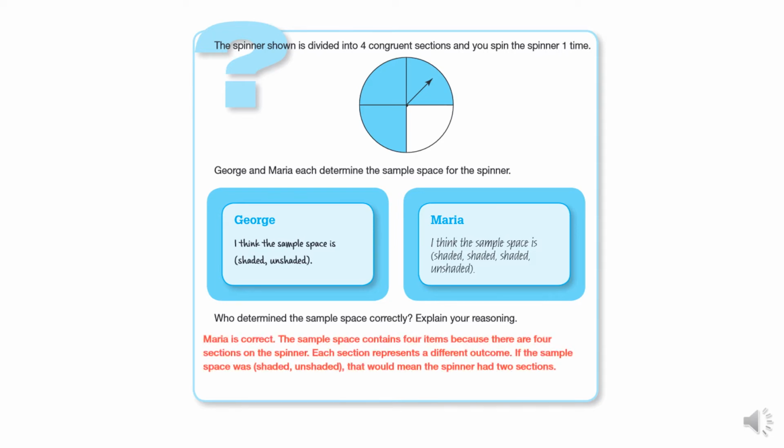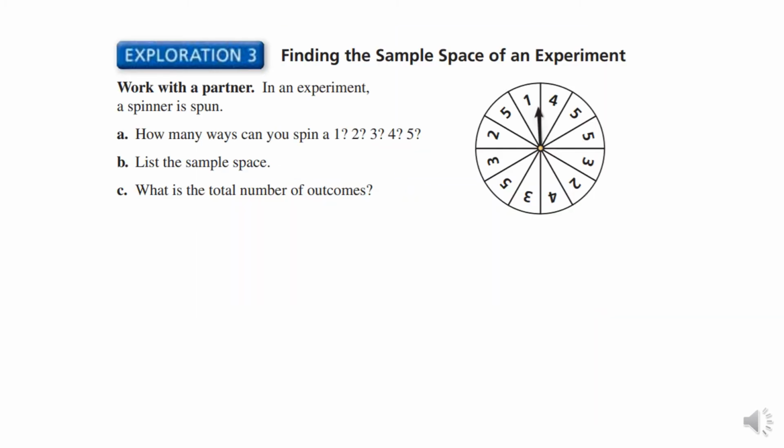Maria is correct. The sample space contains 4 items because there are 4 sections on the spinner. Each section represents a different outcome. So, read why the first answer is not correct. Okay, this is your exploration.